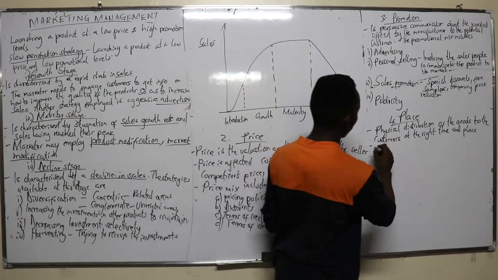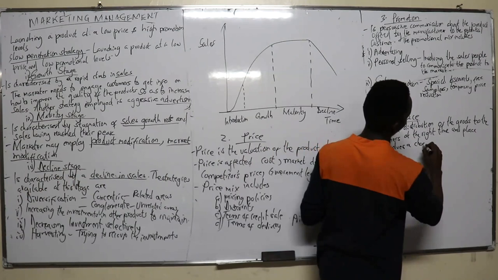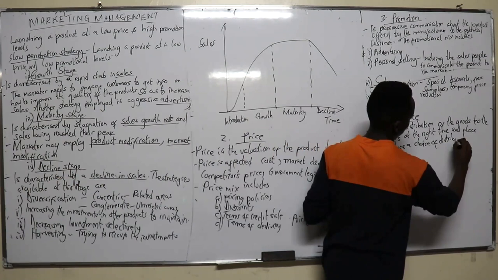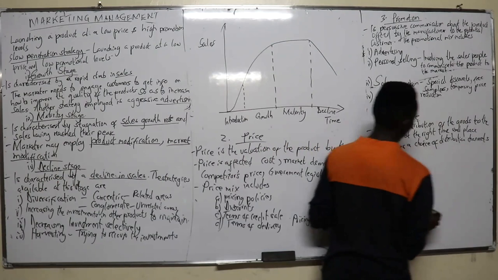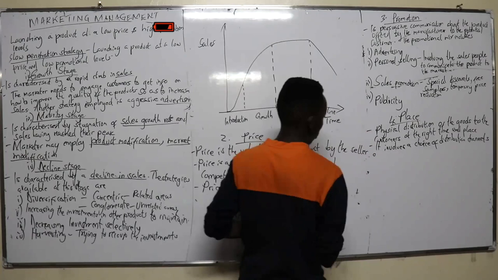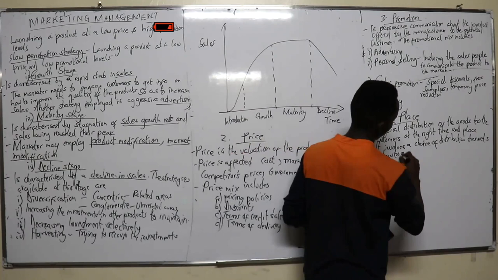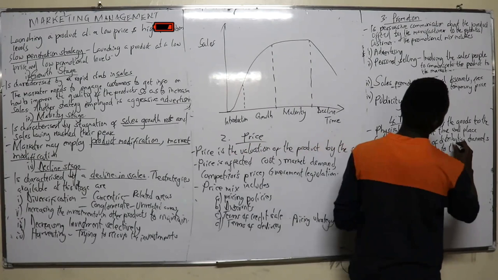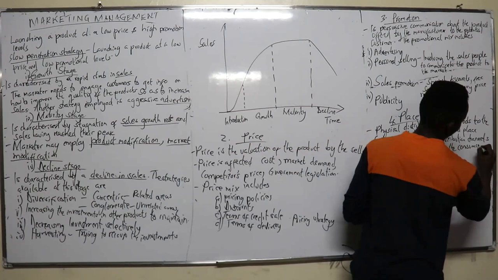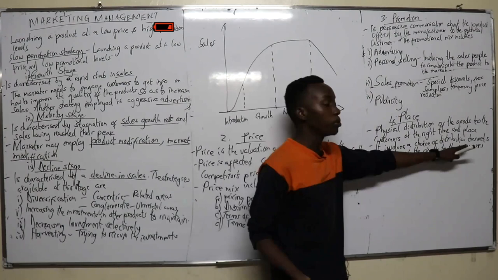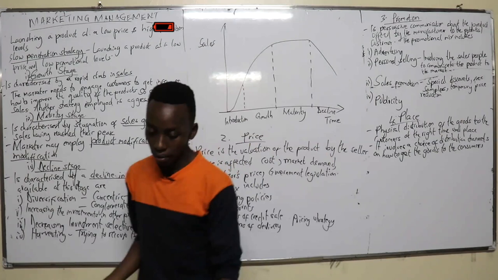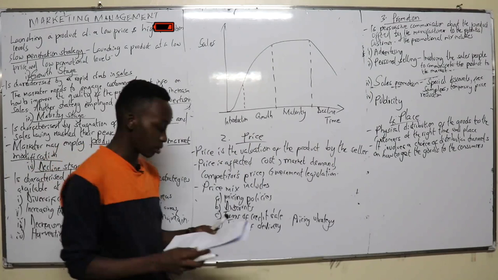So you can say it involves a choice of distribution channels on how to get the goods to the customers, the consumers. There are certain factors that you may have when choosing a distribution channel. One is the cost that you'll have to incur when using a certain channel. Also, the characteristics of the customer and the product itself.